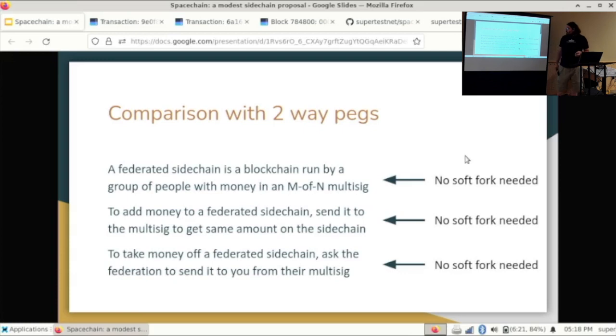To add money to a federated sidechain, you just send it to the faceless signers, and then they issue you the same amount on the sidechain, or usually that happens automatically. And then to take money off, you just say, okay, I'm done using the sidechain, now give me my money back. And that works. No soft forks are needed to do this, and people use them. Well, not really. It's like two people who use them. But they work. So I like federated sidechains. But in comparison with these, space chains are a bit better because there's none of this part. There's no faceless group of people running this who you have to trust, unless you use the prepaid model, which is good. It's more trustless, or closer to trustless.